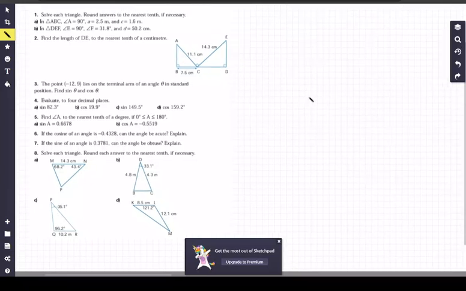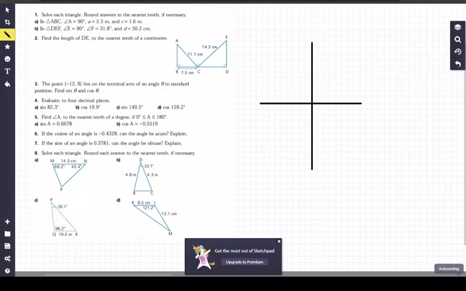So for number 3, I'm going to do it very fast. Wow, what am I drawing? Negative 12, 9, so here. Let's find the hypotenuse. 15. So sine is opposite over hypotenuse.